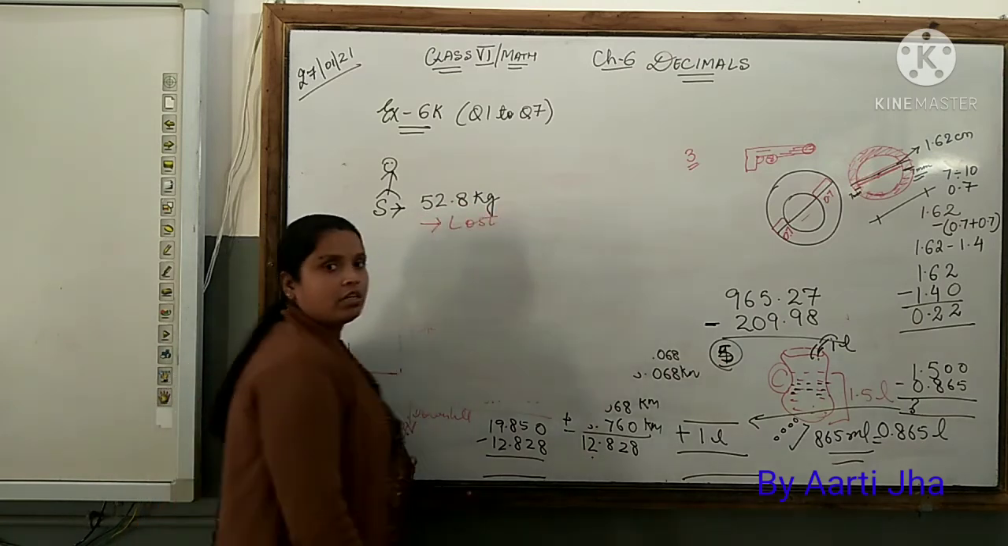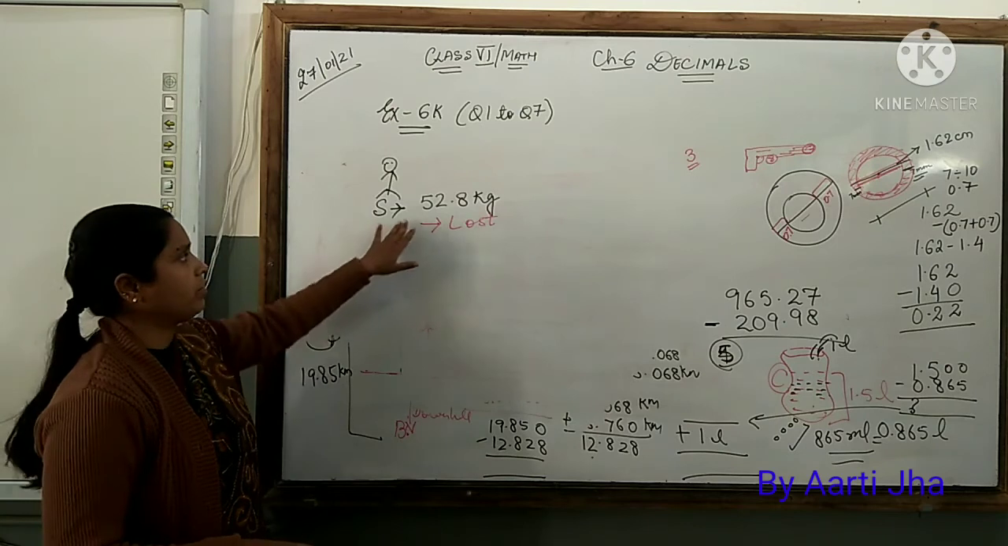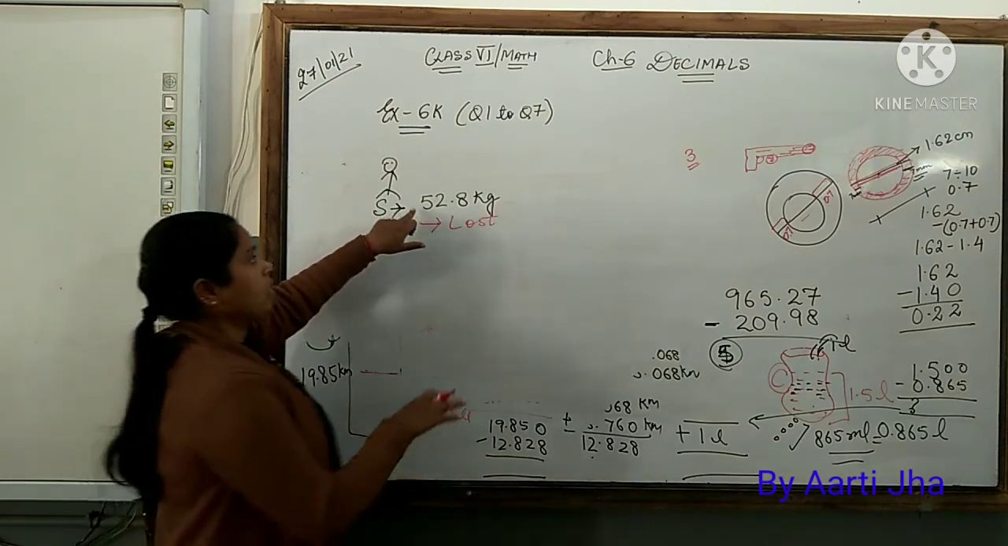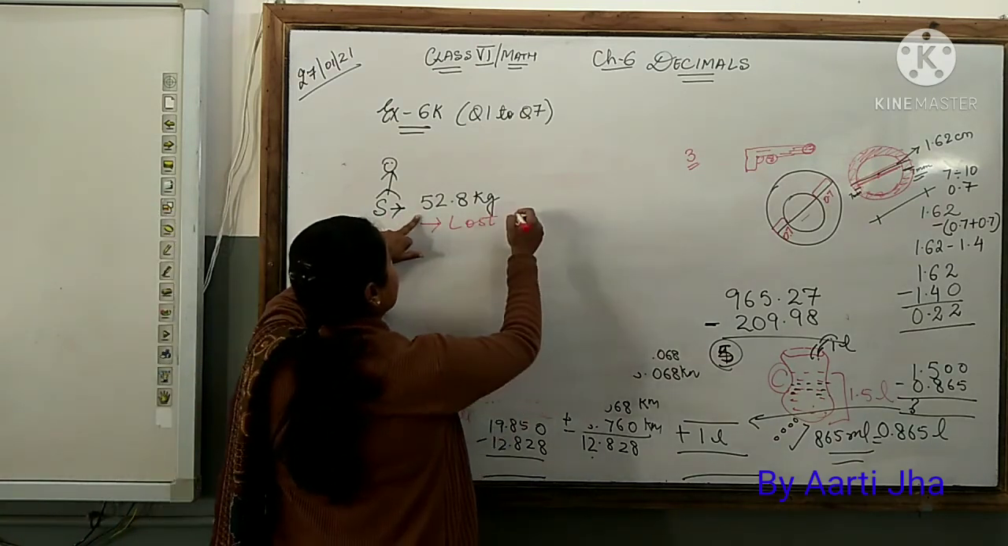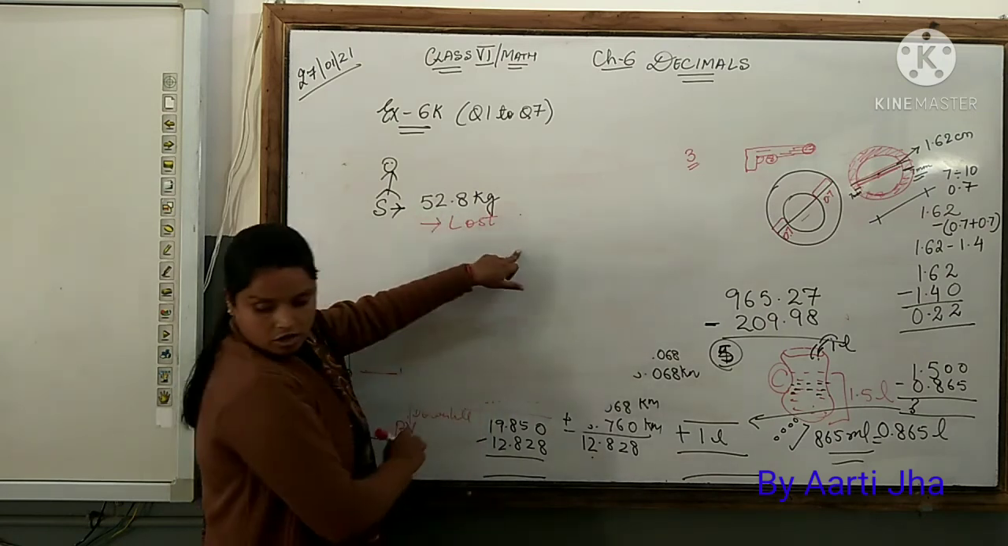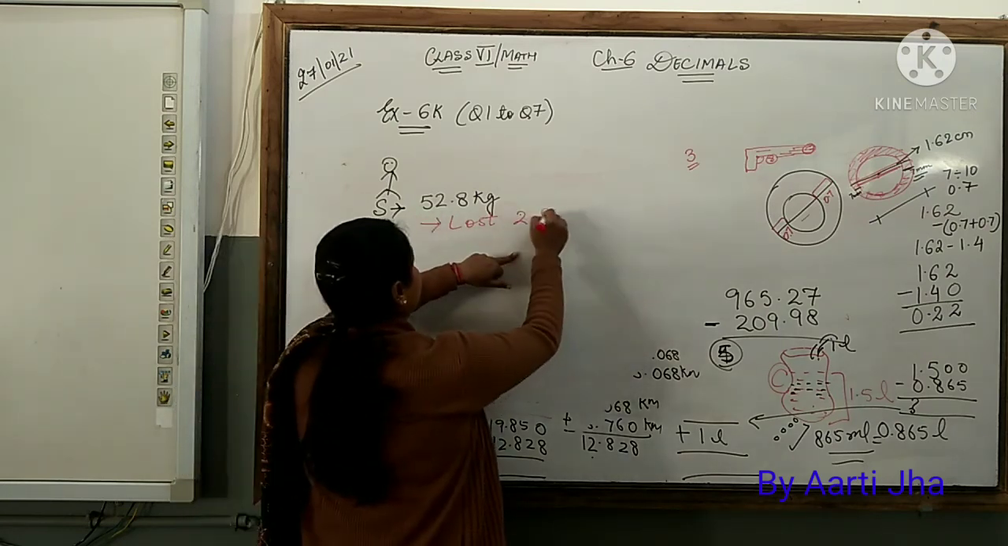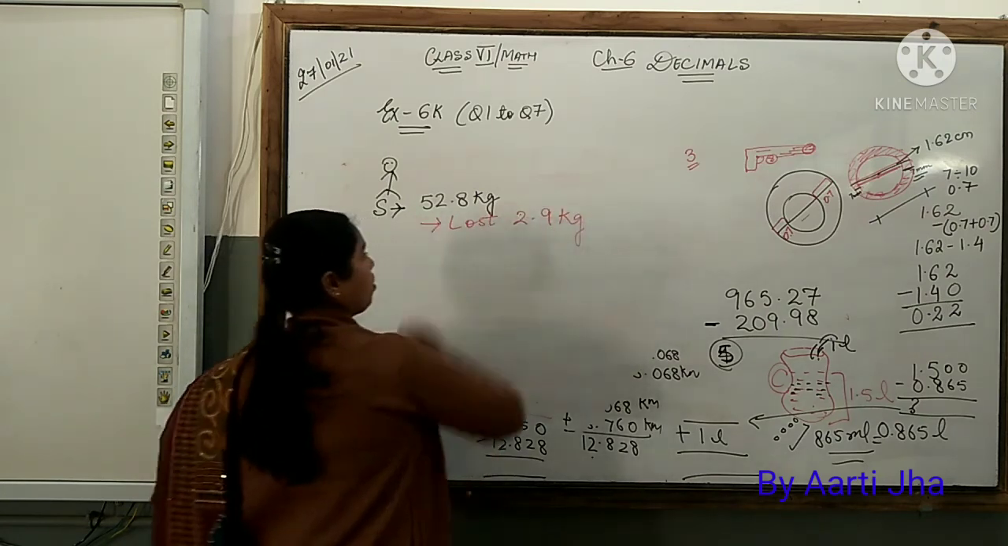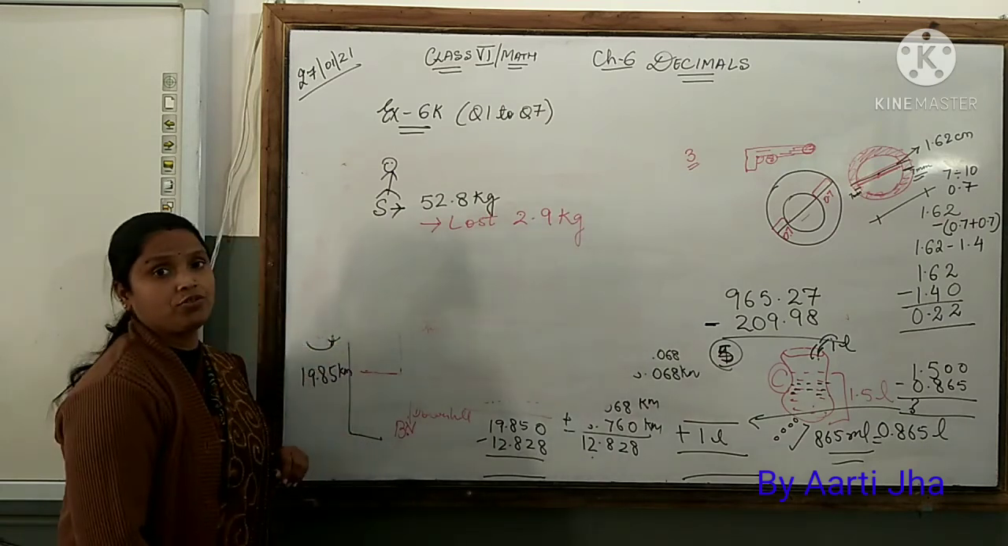Lost means that he has lost. That means the weight has gone out. Now it has gone out, or I should say it has moved out. How much has it gone? 22.9 kg. When he lost this, which operation should we use?